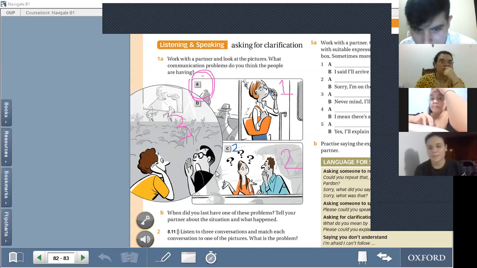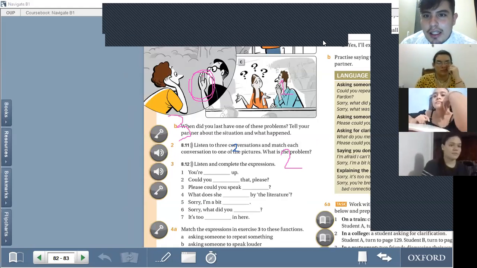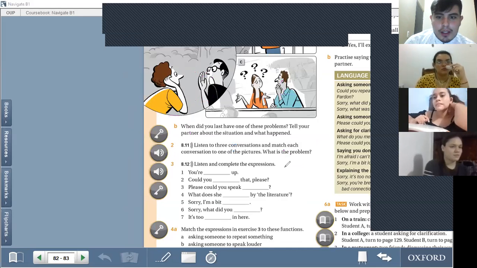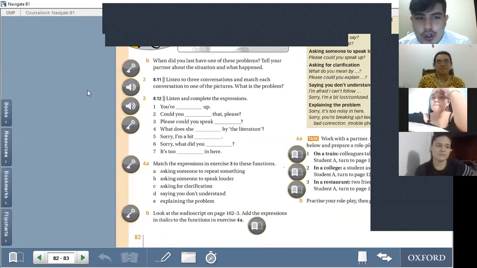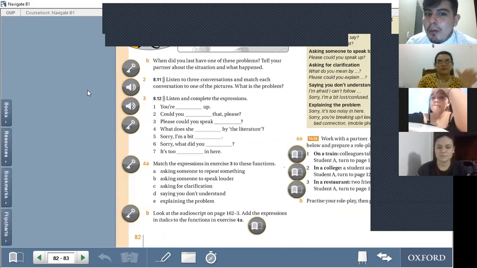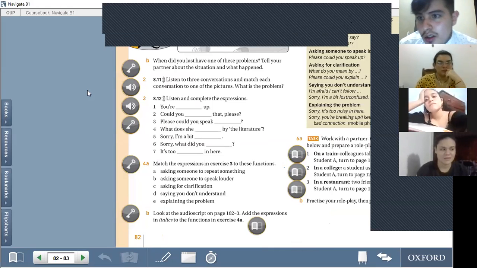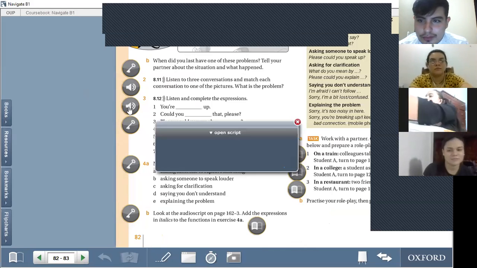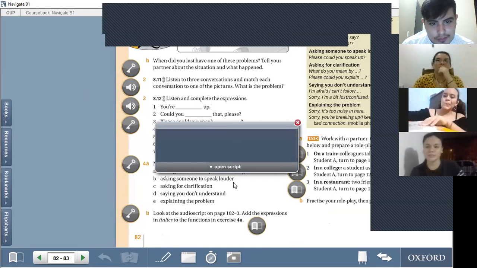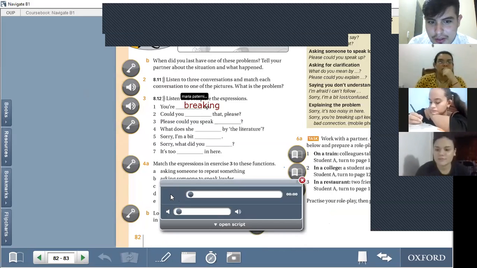Good, good, very good. I'm going to clear all the drawings. Give me a second. Okay, good. Now, exercise number 3. What do you have to do? Listen and complete the expressions. These expressions are taken from the conversation, so I know it's going to be easier for you to understand what they say. So 1, 2, 3, or Audio 8.12.